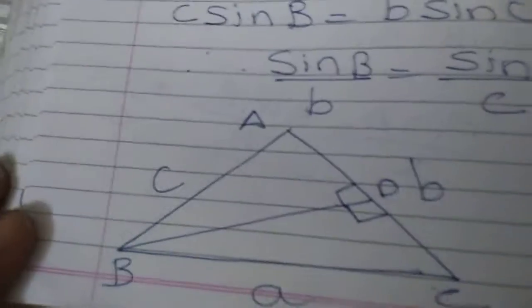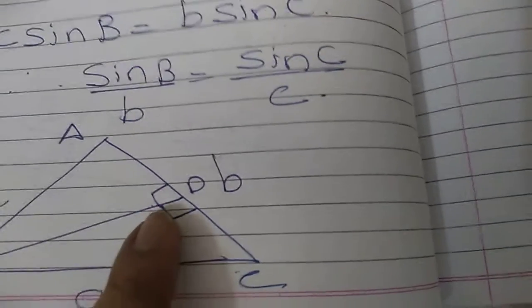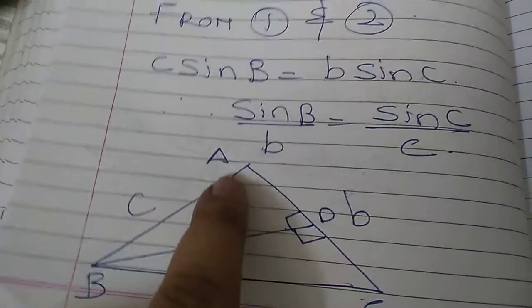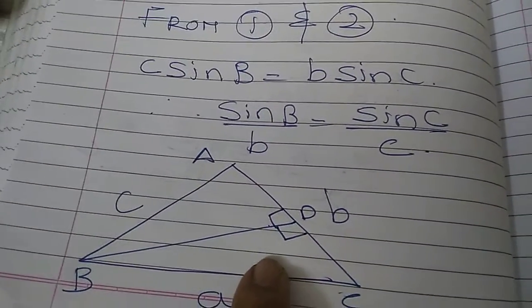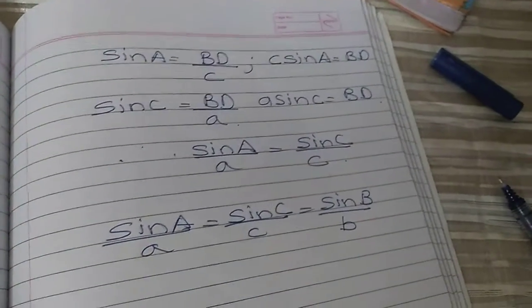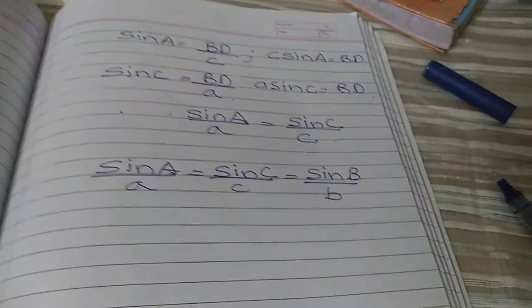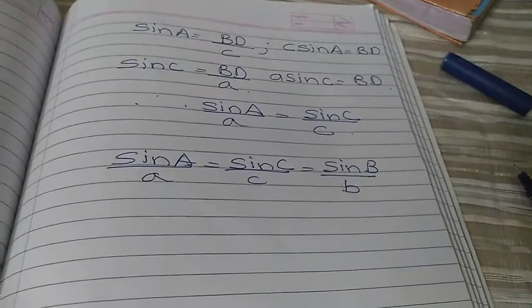Now please see this part. This was the triangle which I had. I had drawn the construction from B to D and applied the sine trigonometric function on this right angle triangle and on this right angle triangle, and I got the result like this. Since now the relationship is clear to you, sine A upon A is equal to sine C upon C is equal to sine B upon B. Is that clear?